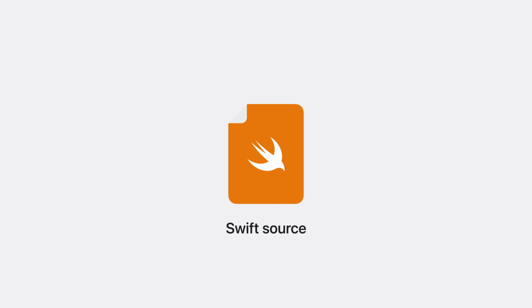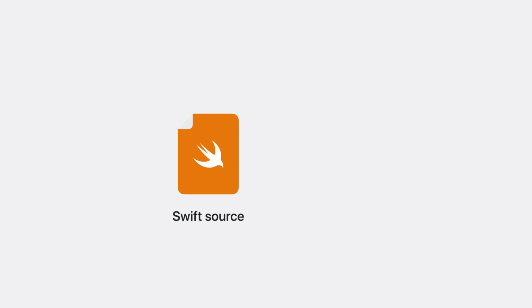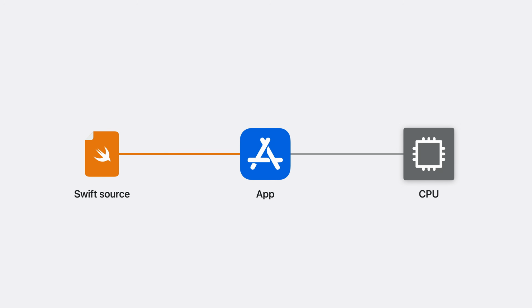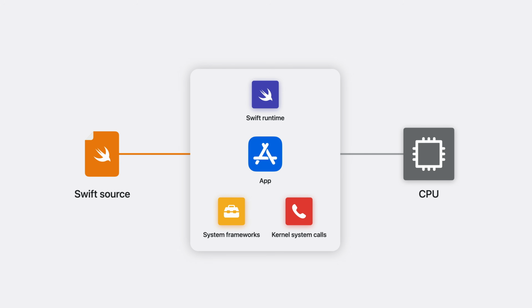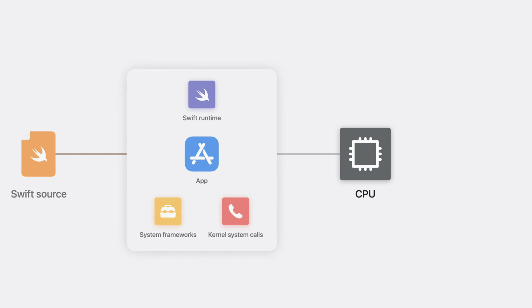The first is the layers of abstraction between your Swift source code and what actually ends up running. The source code you write for your app is compiled into machine instructions that eventually execute on a CPU. But your code doesn't run in isolation. It's augmented by compiler-generated support code, the Swift runtime, and other system frameworks, all of which may invoke kernel system calls to handle privileged operations on behalf of your app. This makes it hard to know the cost of software abstractions your code relies on.